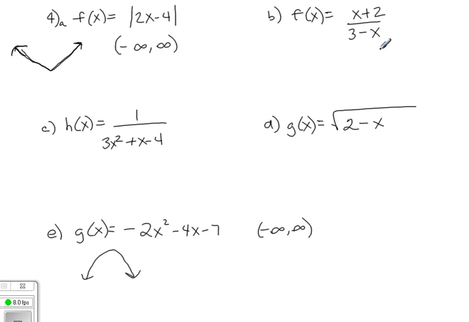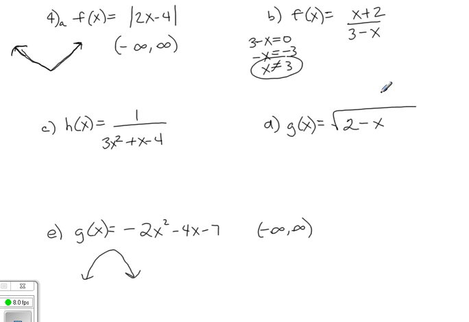Come back up to part B. We see that it is a fraction, so we know that whatever causes that denominator to be 0, we can't use in the domain. And in fact, the number 3 would cause that to be 0. If you set the denominator equal to 0, so negative x would be negative 3, x would be 3, that's going to show us what value can't be used in the domain.